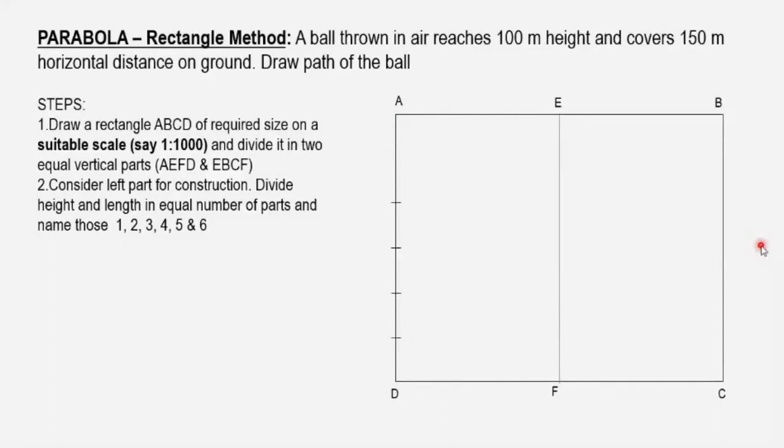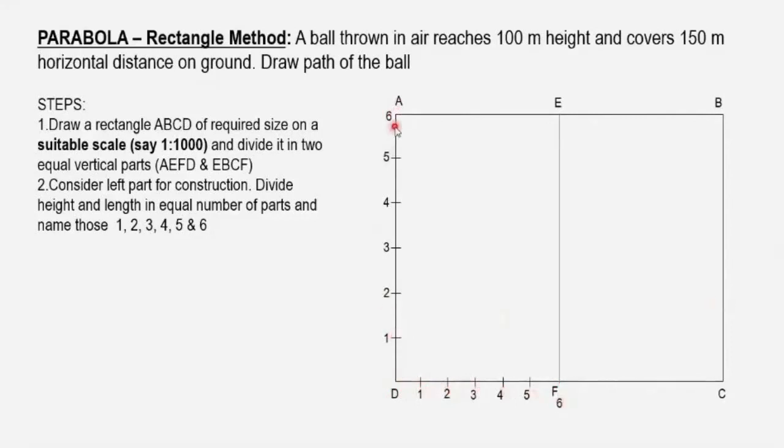So I am dividing this into 6 parts. You can divide it in any number of parts and name them starting from point D. Point D is 0 on both the sides. So on the vertical line also I have points numbered 1, 2, 3, 4, 5 and 6. On the horizontal line also I start from point D and name the points 1, 2, 3, 4, 5 and 6.